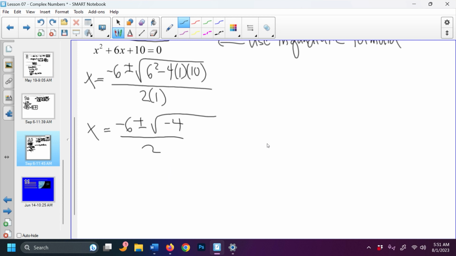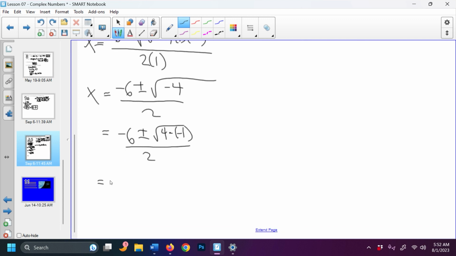And so this thing I have to simplify. And remember, I have a negative in there. So I have negative 6 plus or minus the square root of 4 times negative 1, all over 2. Negative 6 plus or minus the square root of 4 is 2, times the square root of negative 1, and I apologize if it didn't look neat. And then the square root of negative 1 is i, all over 2.